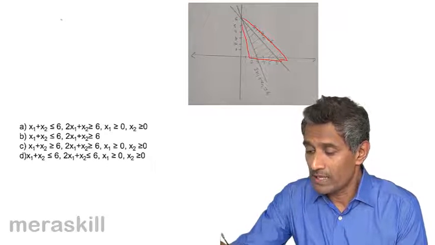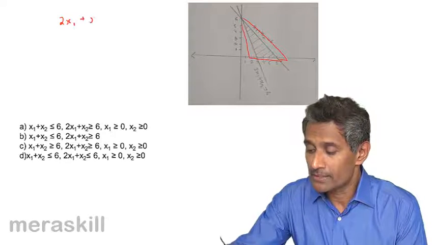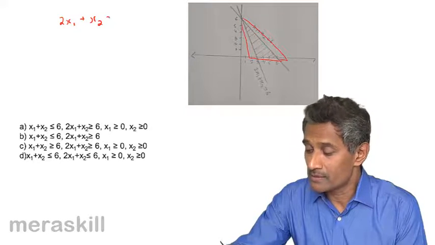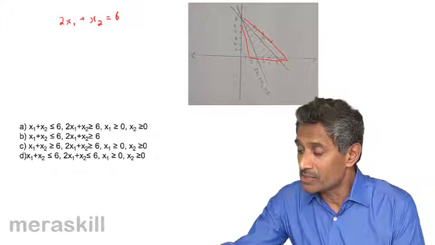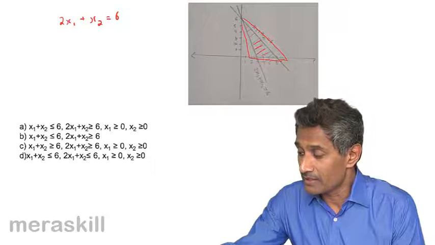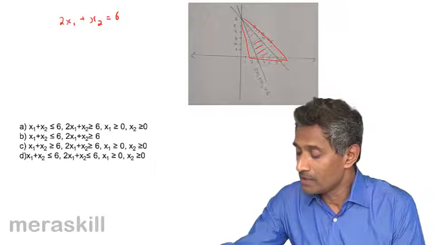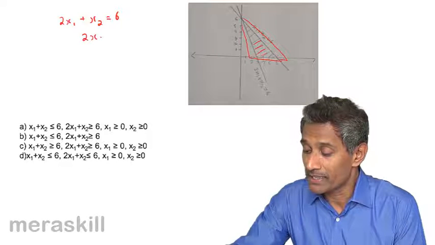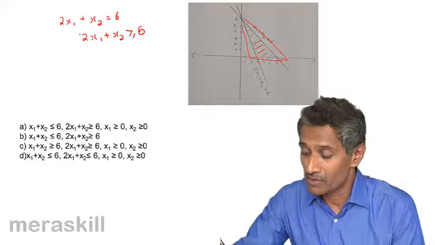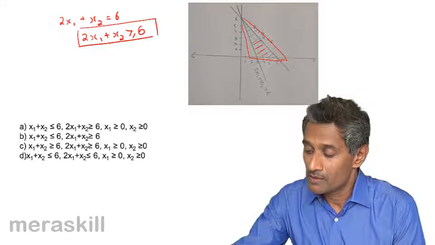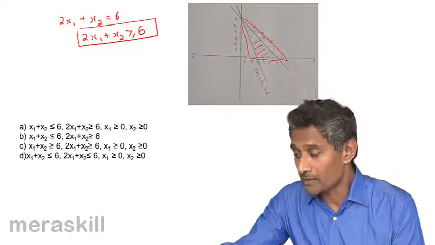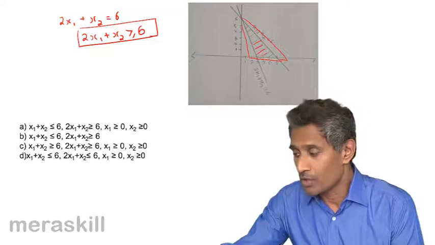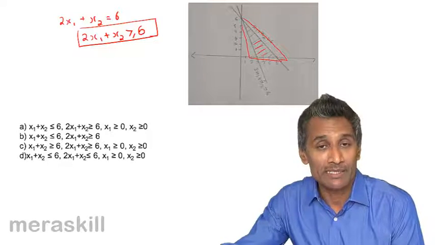So if you look at the line 2x1 plus x2 is equal to 6, and with respect to that particular line, you see that this region is moving away from the origin. So it will be 2x1 plus x2 is greater than or equal to 6. So this is one part of it. So we have arrived at where this region lies, in which part of the line 2x1 plus x2 it lies.